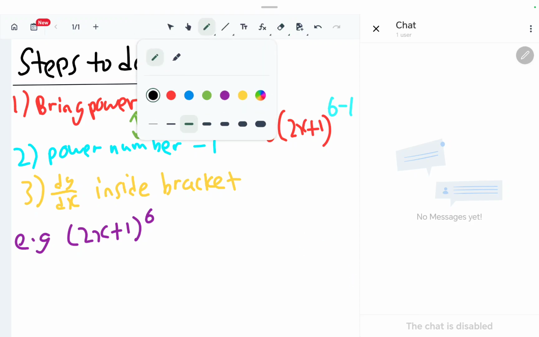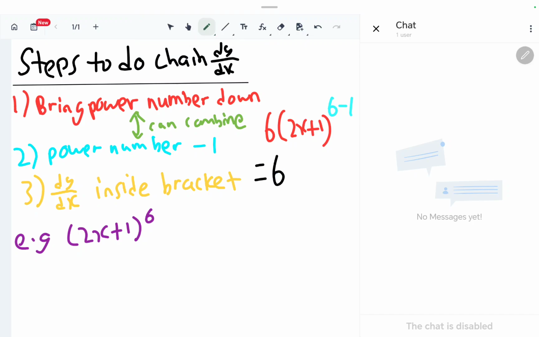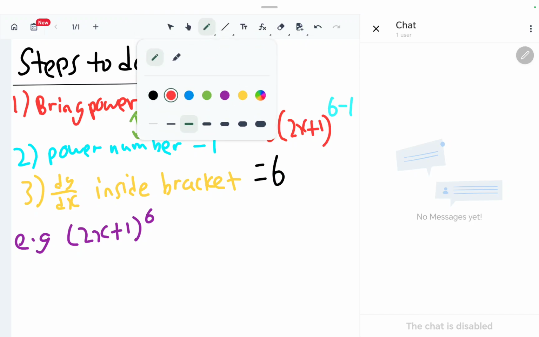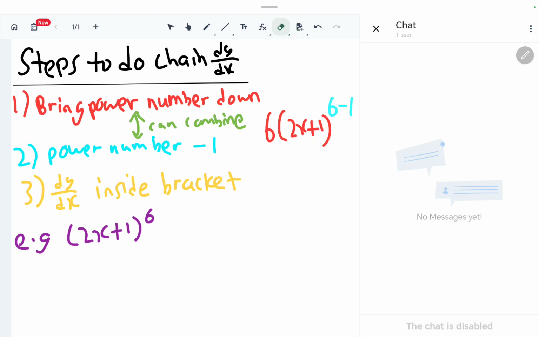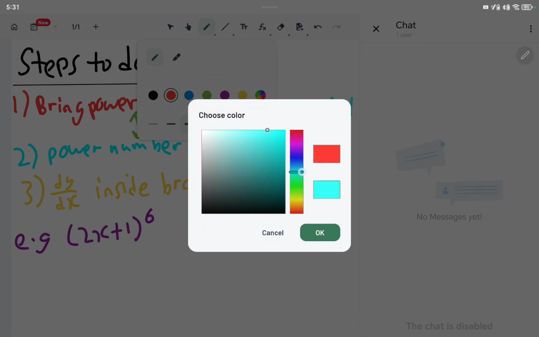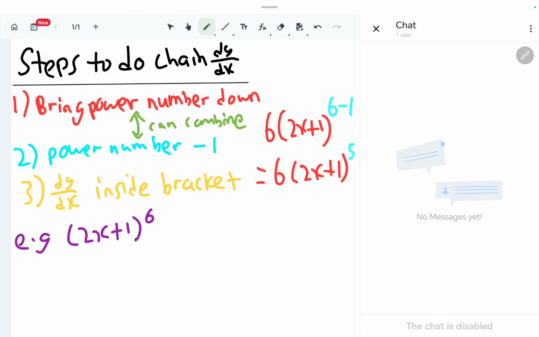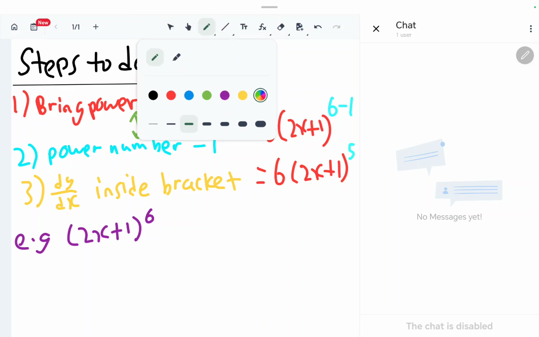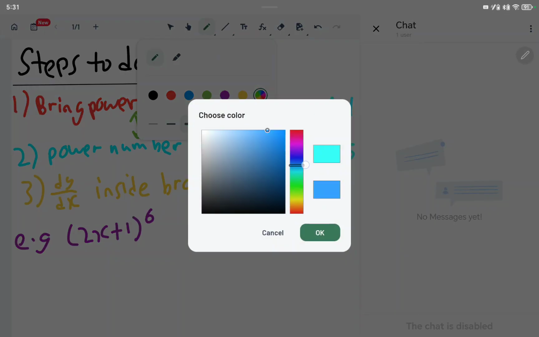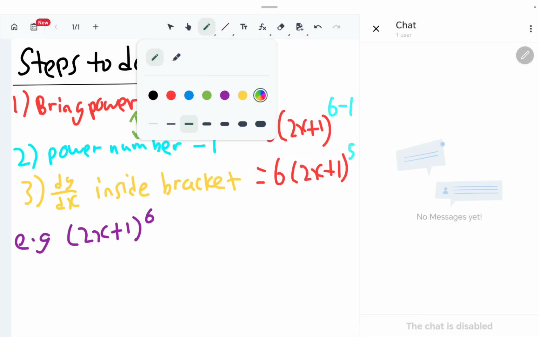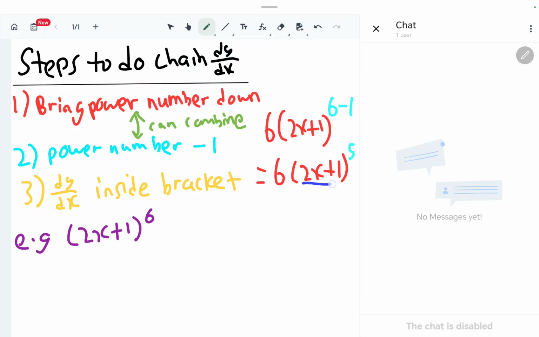When I simplify, I'll write it all in the same color, so it'll be easier. So this equals 6 bracket 2x plus 1 to the power of 5. Now I will differentiate the inside bracket. What do I mean by differentiate the inside bracket? I'll differentiate 2x plus 1.